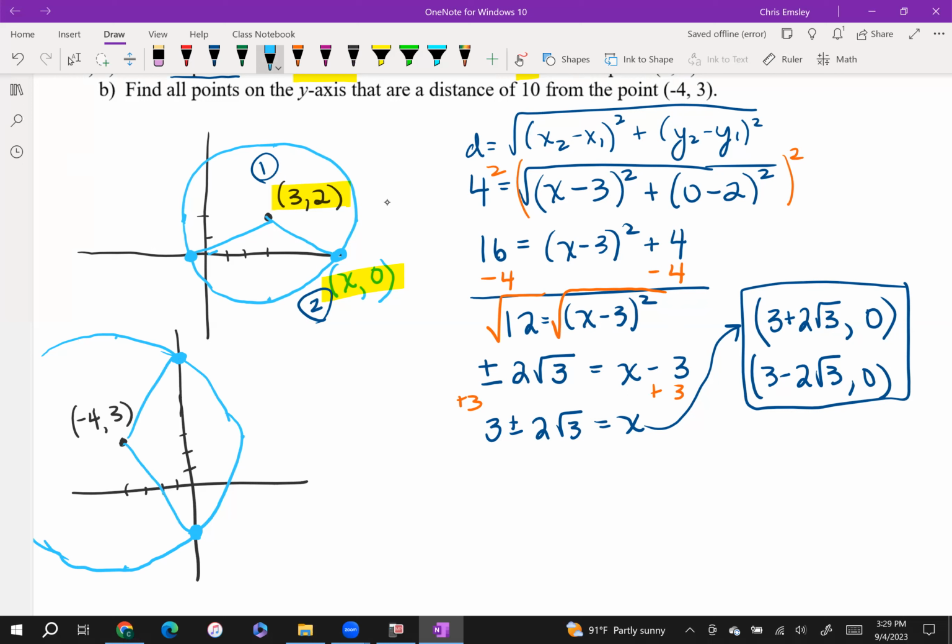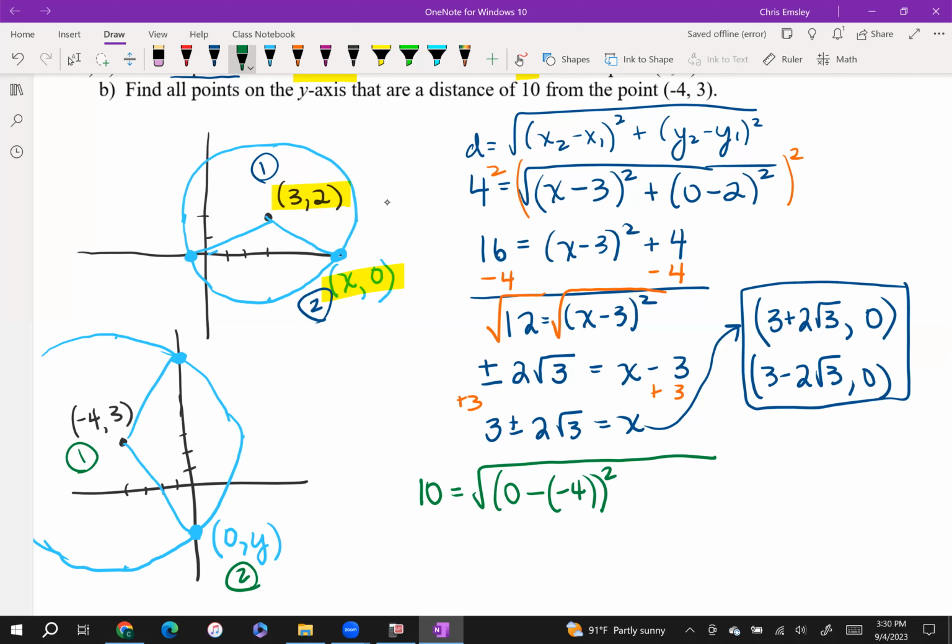Similarly, when we were on the x-axis, it was x comma 0. We're on the y-axis. This time we know the x value is 0, but we don't know what that y value is. That's what we're trying to solve for. So same setup, just instead of x, 0, we use 0, y when we're looking on the y-axis. So for this problem, our distance is 10. So 10 equals the square root of, this time I'm going to use this as point 2 and this is point 1. So x2 minus x1 squared plus y2 minus y1 squared.